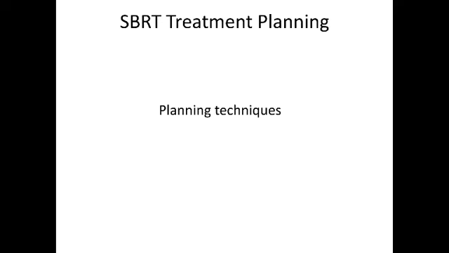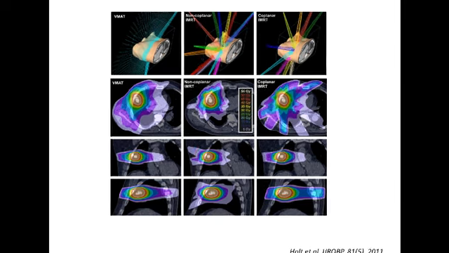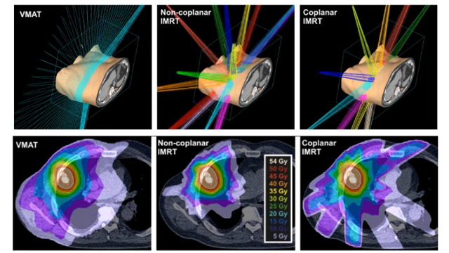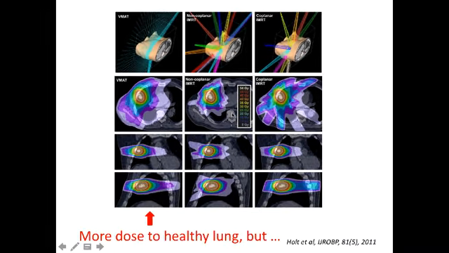Okay, now let's look at planning techniques. Here you'll see 3 different plan types: VMAT, a non-coplanar IMRT, where the beams come out in different planes, and then coplanar IMRT, where they're all in one plane. There are several features that you can appreciate here that are common to these. First of all, these are more conformal, but there is more dose spillage out into healthy lung. You'll see that the cloud here is spilling out more, but at the expense of conformality and the speed of treatment.